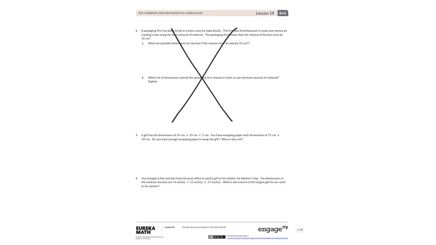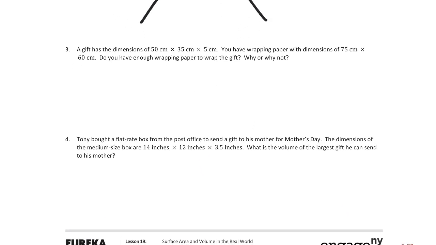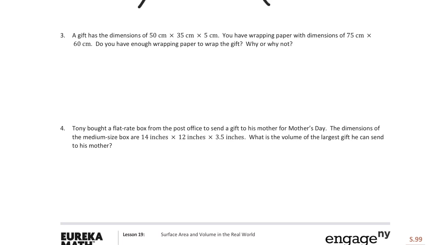Okay, on this page we're going to skip over number 2 and go straight to number 3. A gift has the dimensions of 50 centimeters by 35 centimeters by 5. You have wrapping paper with the dimensions of 75 by 60 centimeters. Do you have enough wrapping paper to wrap the gift? Why or why not? So if I'm covering something, is that surface area or is that volume? It's going to be surface area.